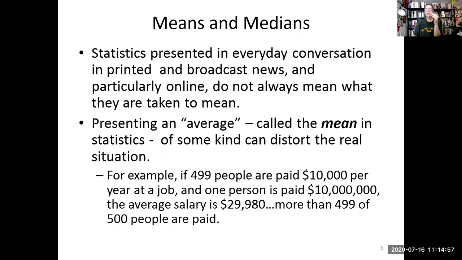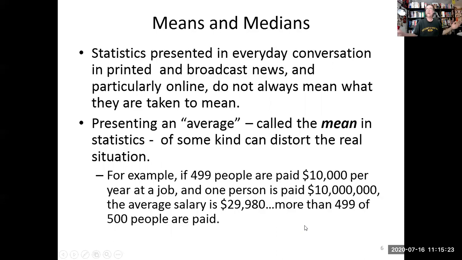Okay, the median is the midpoint of the data. The average is what I just told you. You add everything up and divide by the number of units that you got this total from. So you need to be alert for the difference between averages and medians, and particularly when an average can distort what's going on. So here's an example.